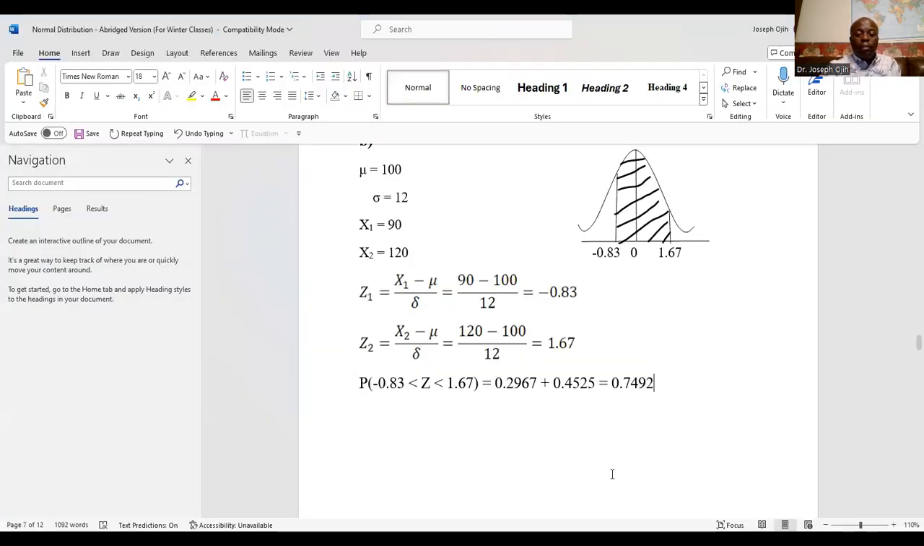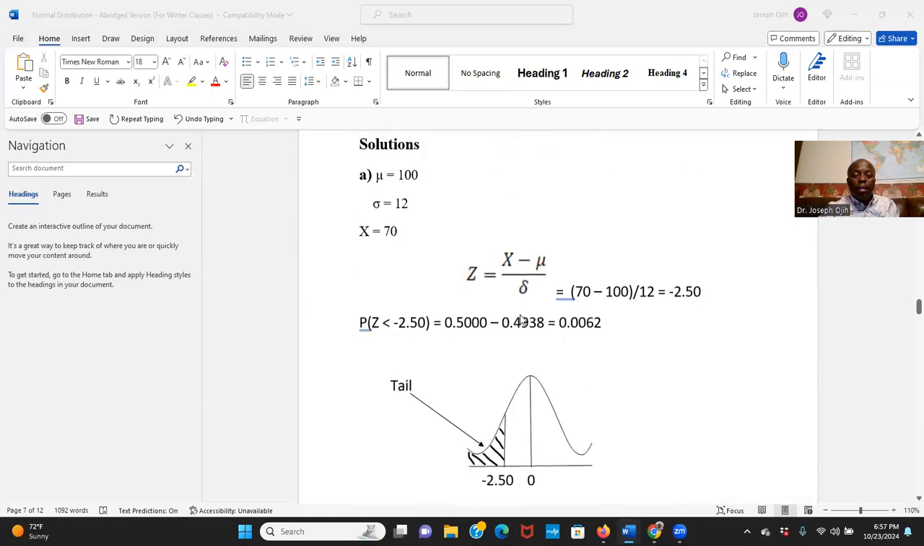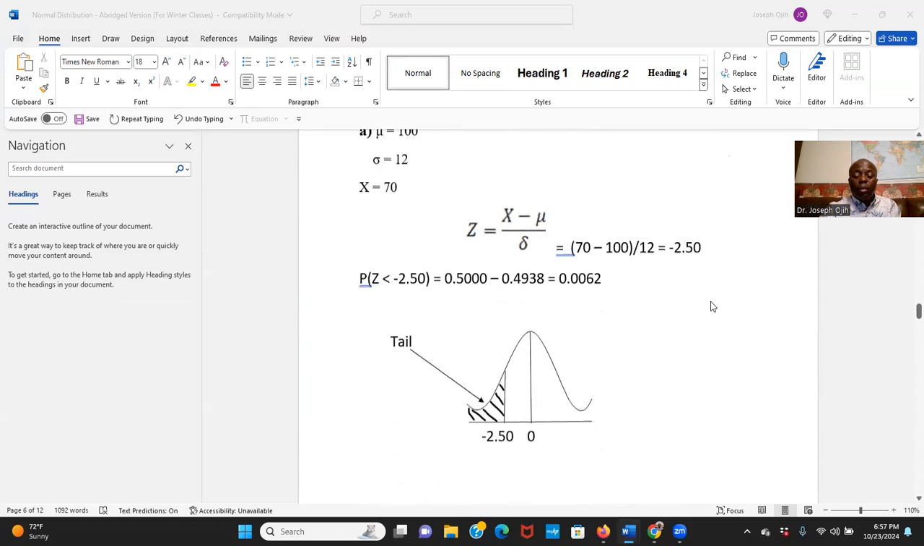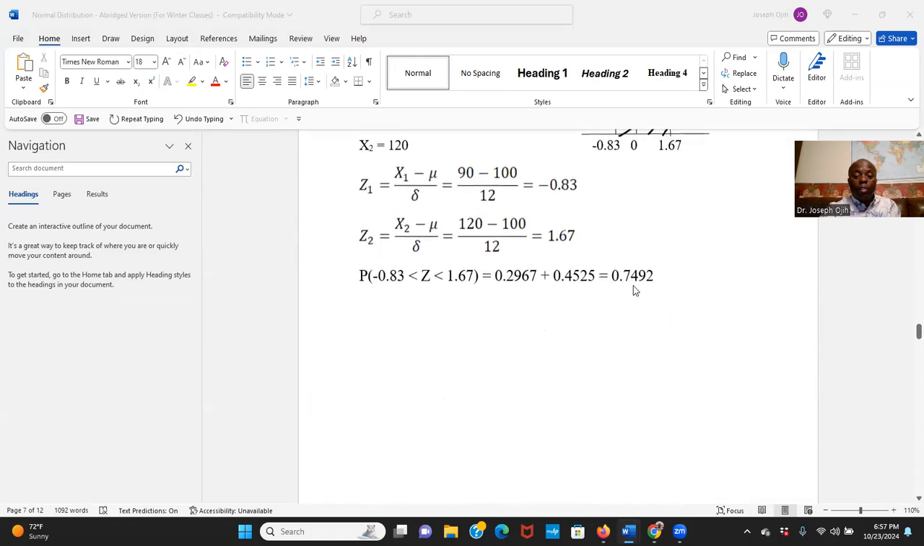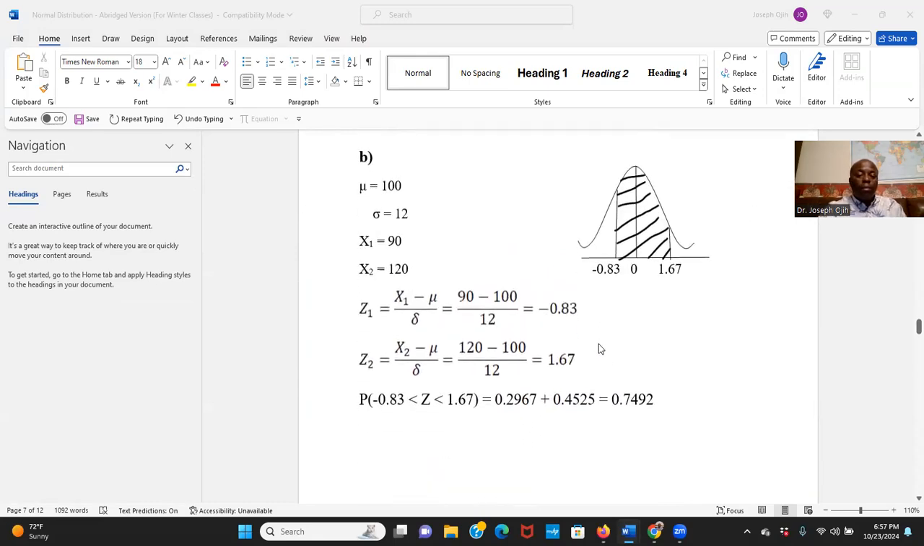So that's the correct answer for the required probability, which is the probability that the bill lies between $90 and $120. It'd be 0.7492. Now, any question before I go to the last one in that section? So no question, good. Now let's look at part C.